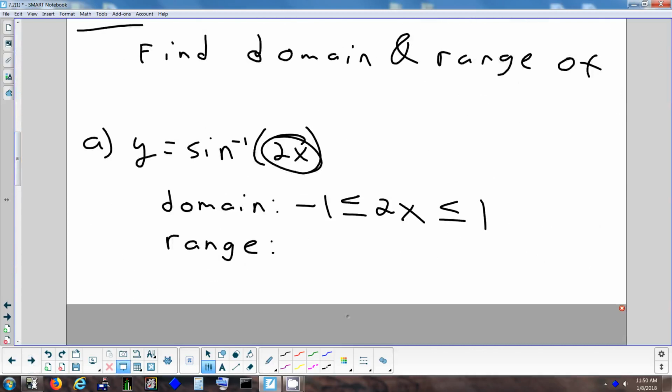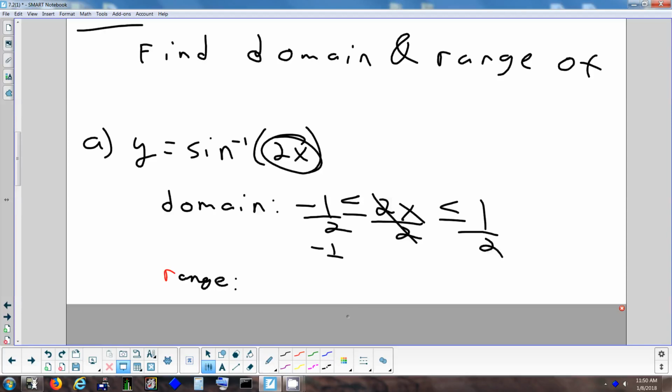Divide everything by 2. Just remember all your rules for inequalities. If you divide by a negative, what do you have to do to the sign? Flip it. Right? Algebra 1 stuff, so I'm expecting we got all that. Okay, if you divide by a negative, you've got to flip it. I didn't divide by a negative here. Okay, so now my new domain is from negative 1/2 to positive 1/2.